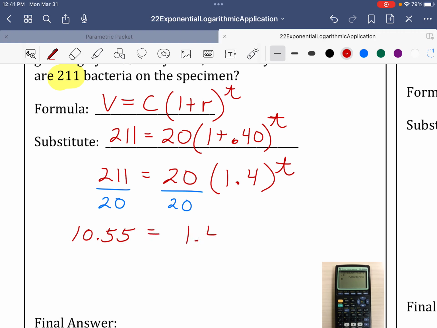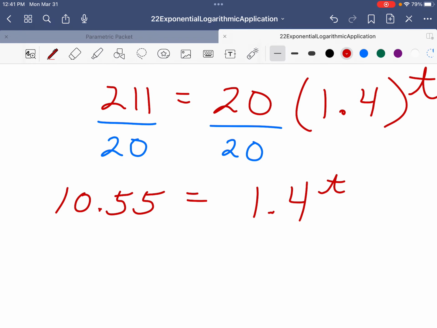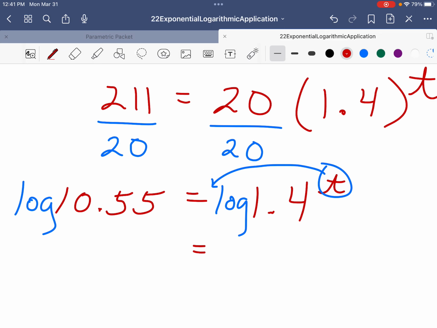Now, at this point, I am at the key step to this problem. The key step, of course, is to solve for the exponent. And how do you solve for exponents? That's right, you slap both sides with a log. So I'm literally going to take the log of both sides. Now, what that does is it causes my exponent of t to come tumbling down. And I end up with this little in-between step where I have t times the log of 1.4.